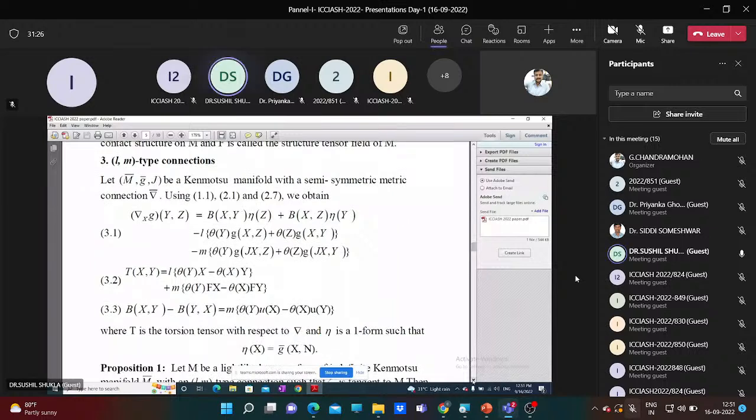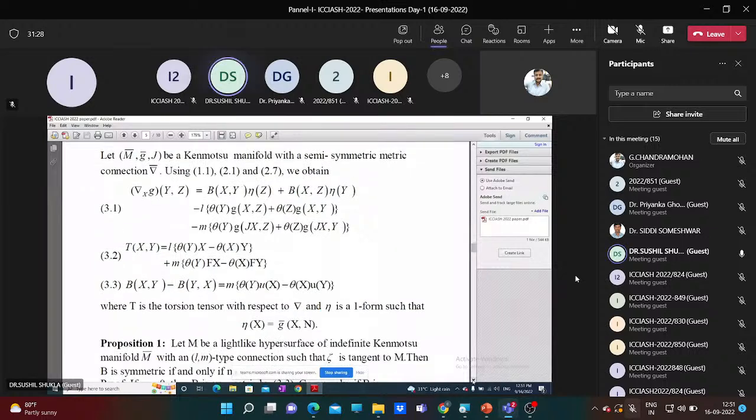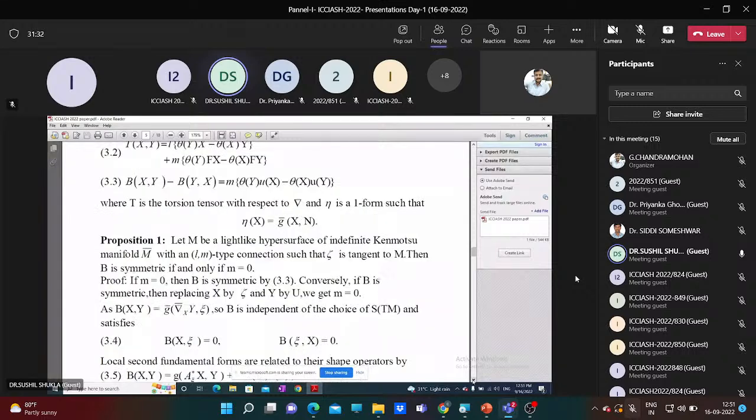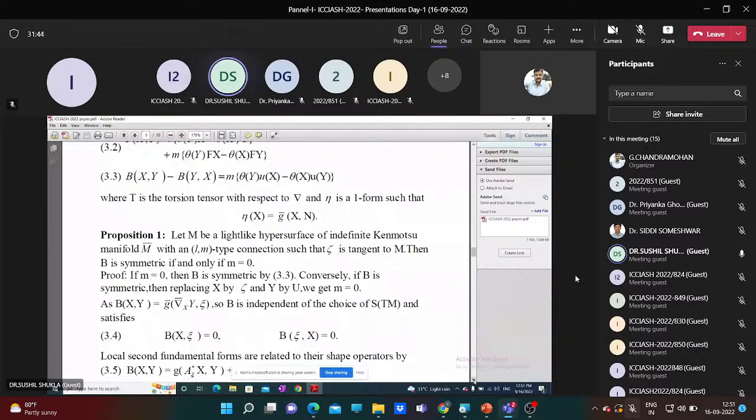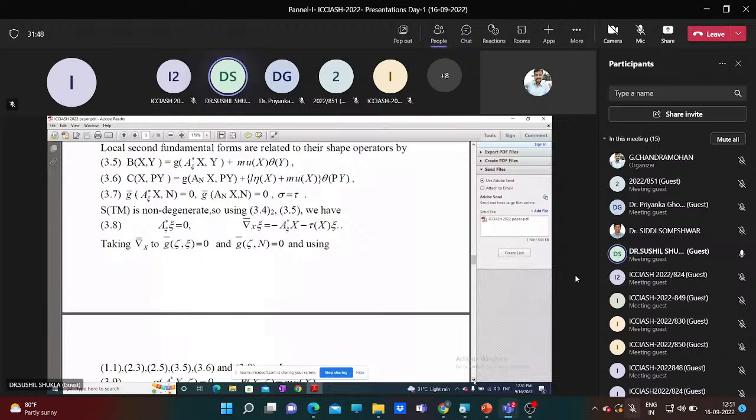This is one proposition. Let M be a light-like hypersurface of indefinite Kain-Motsu manifold M bar with an LM type connection such that J is tangent to M, then B is symmetric if and only if M equal to 0. And this is the proof of this proposition. And further, these are the calculations which are used to prove the main results.